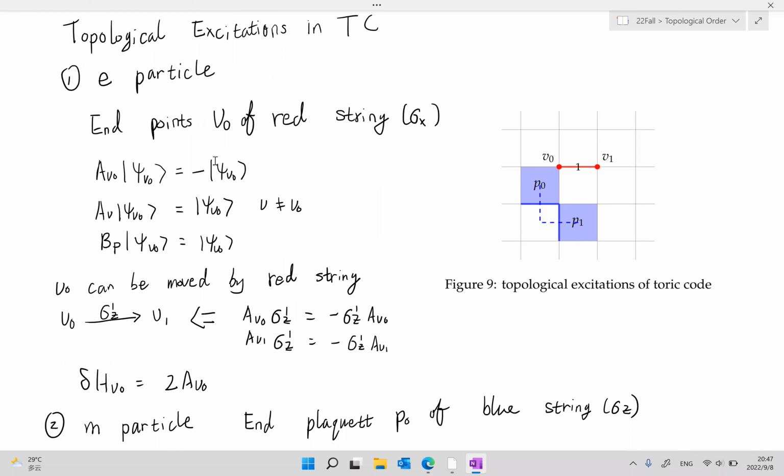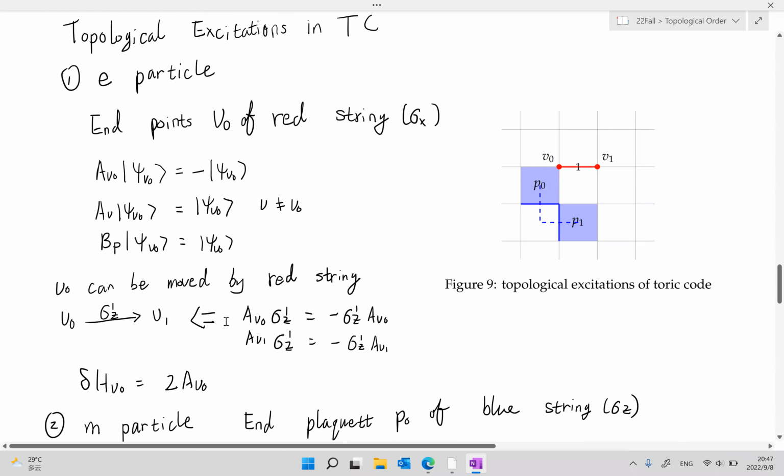Why did Shihao write down these equations? He wants to use this to define each particle. So the A_V0 is -1, and the other equation is +1. Oh, the definition of the E particle. Okay, the particle on V0. So it's defined as this.